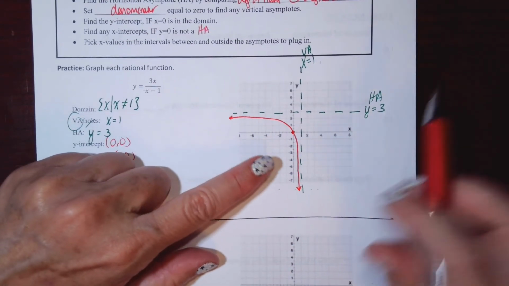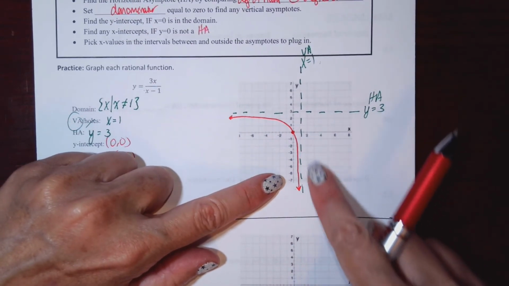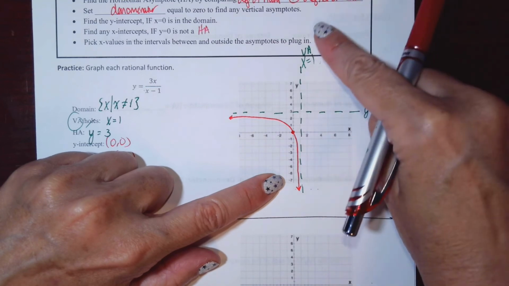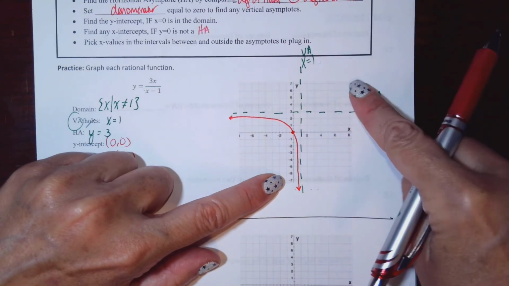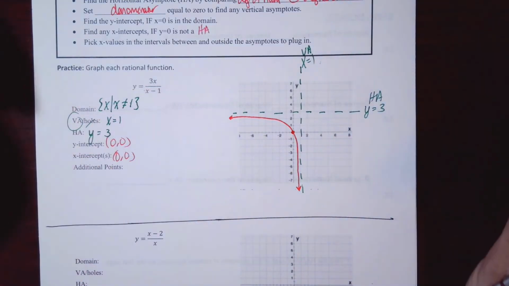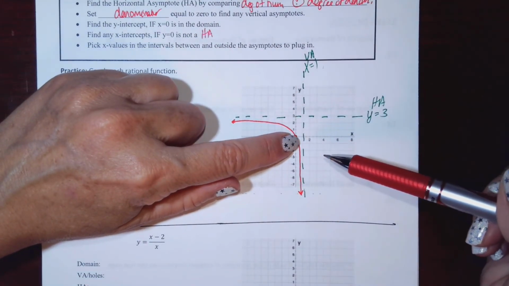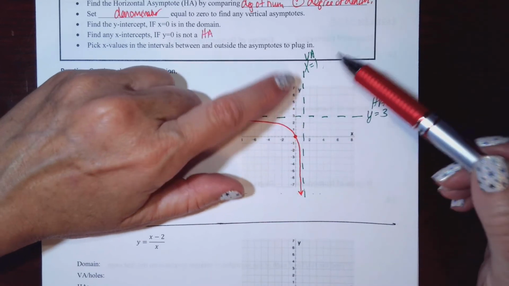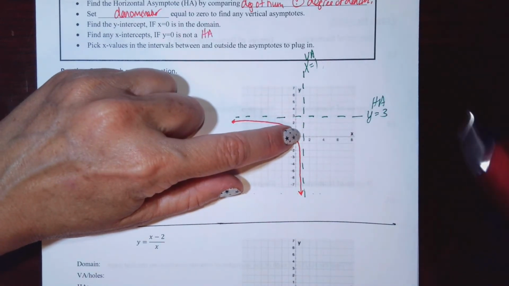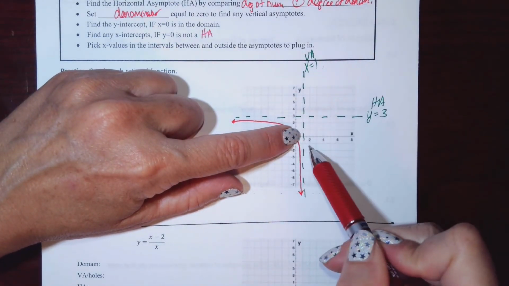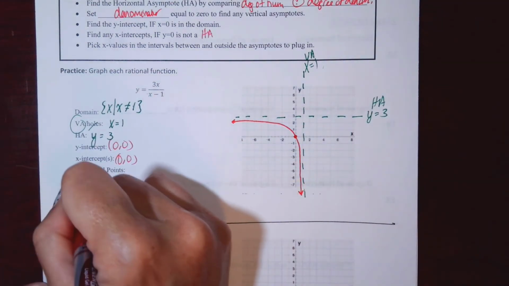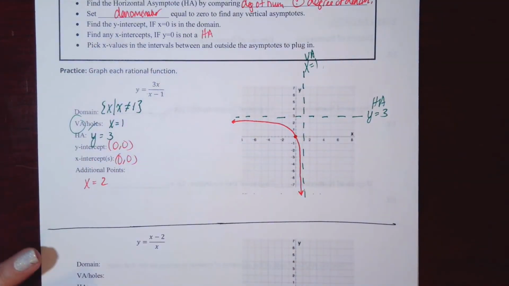Well, the right half of my graph is either going to be down here or it's going to be up here. I just need one point to figure that out. How do I choose a point? Well, I pick a point that is on the side of the vertical asymptote that I need to check. My vertical asymptote is at 1. I need to check this right side, so let's check 2. Let's try x equals 2 as our additional point.